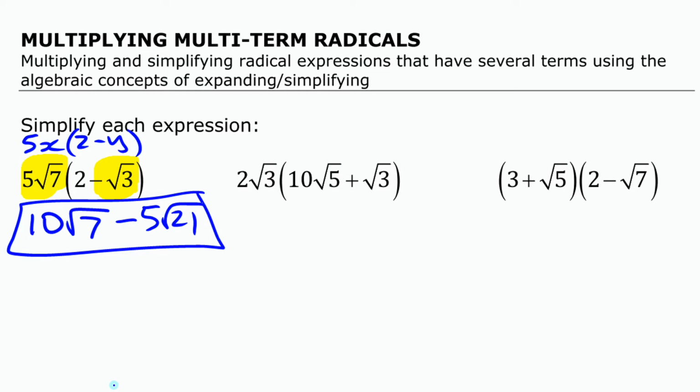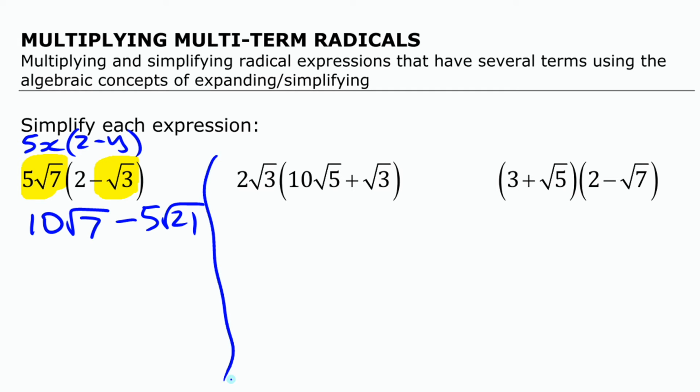Before moving on here, it's important to recognize you can't then try to do anything with this, like 10 minus 5 is 5, and root 7 minus 21. There's no way to simplify that anymore, because these are not like terms and you can't simplify them to make them like terms. All right, let's look at this next one here.